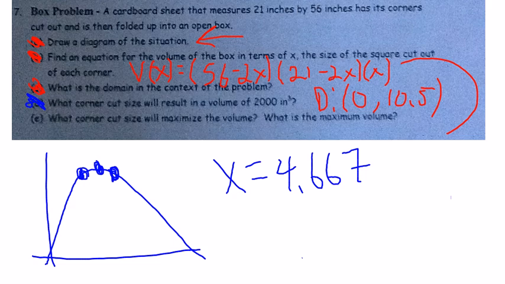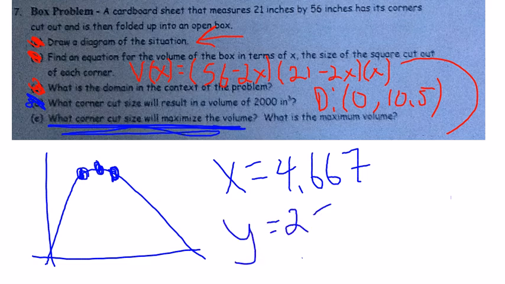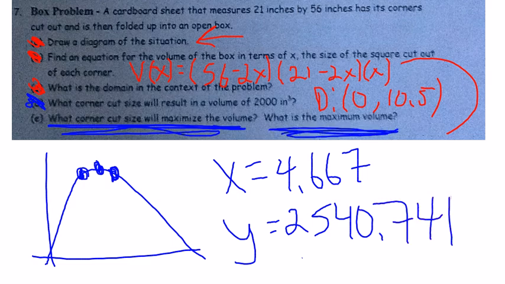I guess I could round up like that. You could also write 4.66 with the line over top of it if that's what your calculator gave you. That's the corner cut size, so that's the answer to this question right here. And the volume is my y. My y in this case is 2540.741. So that's the answer to this. Remember, I want 3 decimals to make sure that I get you in good habits. And that should be that.